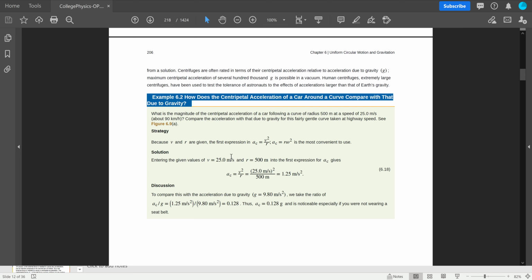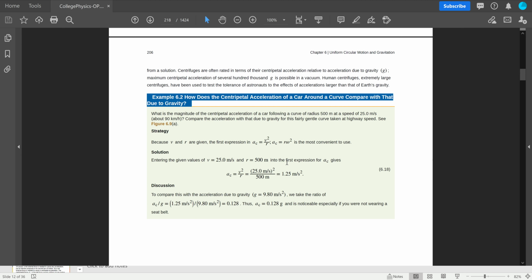Okay. So we have our velocity, right? Linear velocity, because this is meters per second, not radians per second. And we have our radius. It says curve of radius, right? So we can easily find our acceleration here. We have v squared over r. We have v here, that's 25 meters per second. Square that, divided by our 500 meters. And that gives us a centripetal acceleration of 1.25 meters per second squared, right?